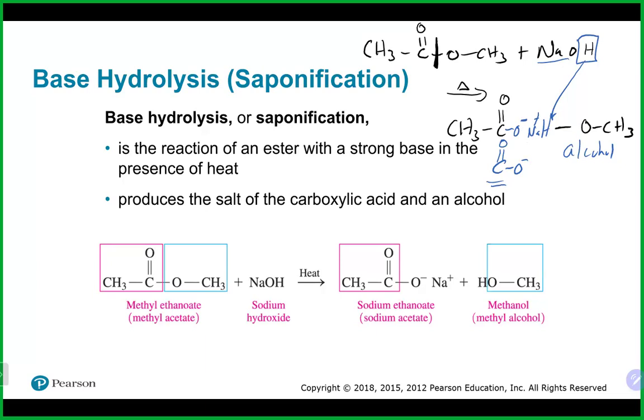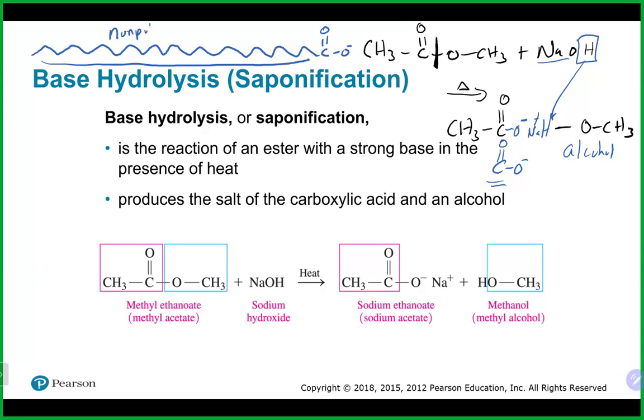You take a long chain fatty acid and do this reaction with it, and you get soap, which is just a long carbon hydrogen chain that has the ester group at the end of it. And that is basically what soap is. These are all carbons and hydrogens here. Soap has a nonpolar part, sometimes referred to as the nonpolar tail of soap. This part up here is the polar part of soap, or the polar head.